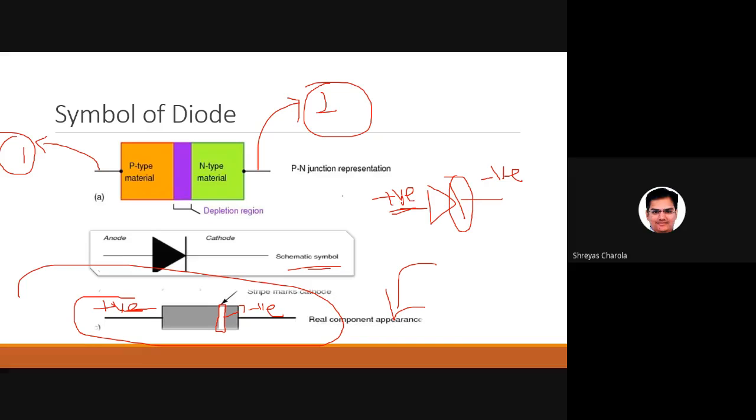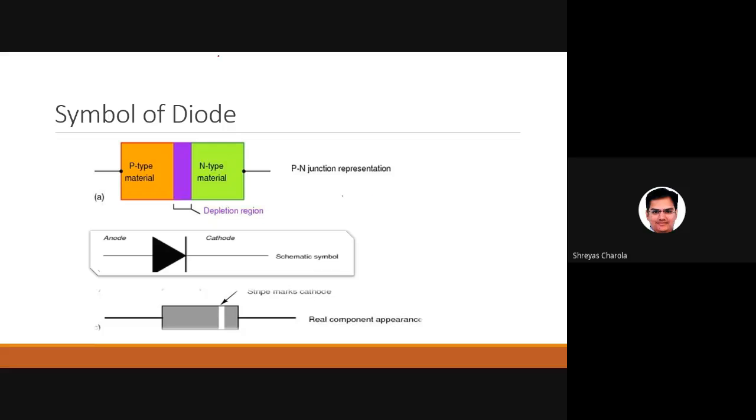This is the symbolic representation of a diode. This is the representation of the PN junction, a schematic symbol, and the real component looks like this. Just have a look.